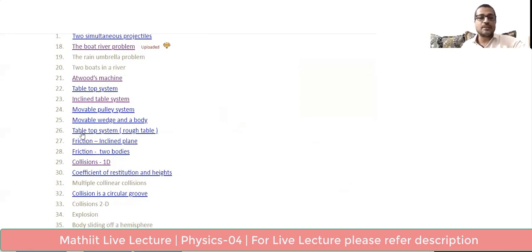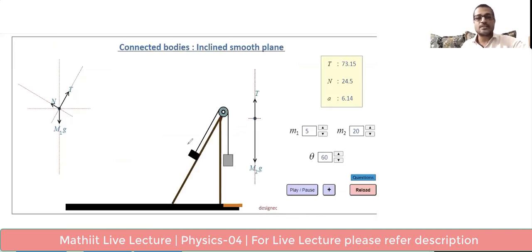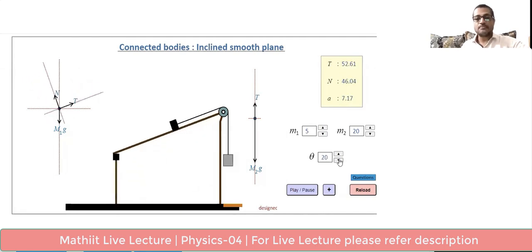I'll just show you this in the lab. Movable wedge, movable inclined table system. This is the classic case where there is one body kept on a table, another body that is suspended from it, and the moment you release both of them, how will they move? This is how the bodies move. And in this simulation, you can decrease the angle of the table, or you can increase the angle of the table. You can increase the mass of A, you can decrease the mass of B, then you can play it, and then you can see how the bodies move.